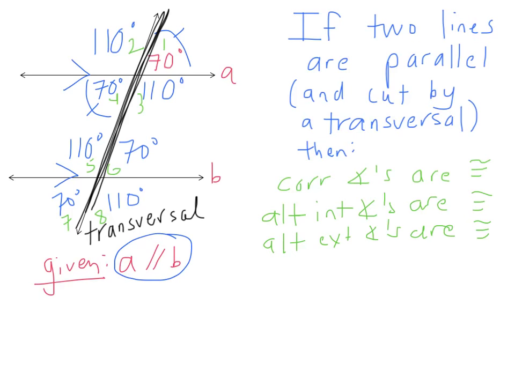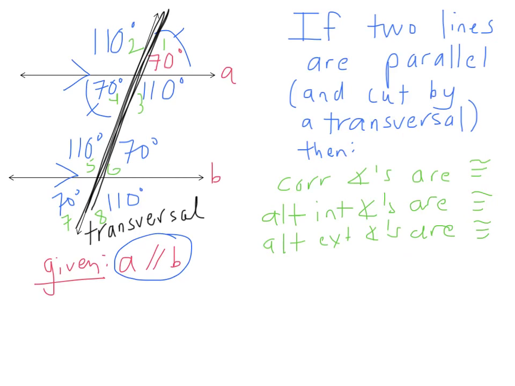Try and see if you can find a couple of pairs of alternate exterior angles. They're on opposite sides or alternate sides of the transversal. And they're both on the outside. Here's the interior. They're both on the outside of A and B, and they're on opposite sides of the transversal. They are also congruent. The measure of angle 1 is the same as measure of angle 7. The measure of angle 2 is the same as measure of angle 8. They're both 110 degrees. So apparently all of these things are congruent.